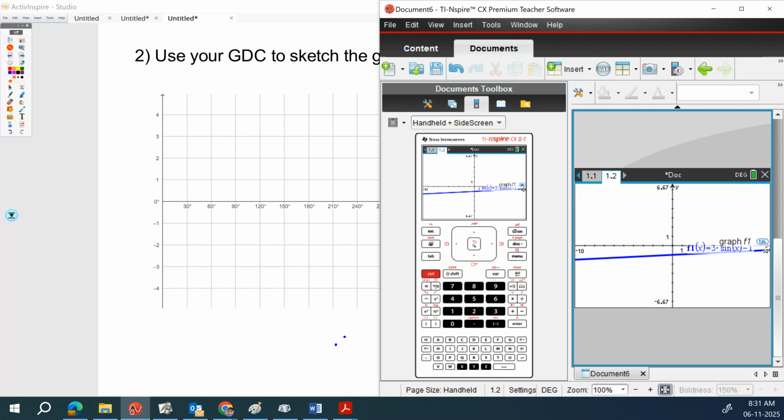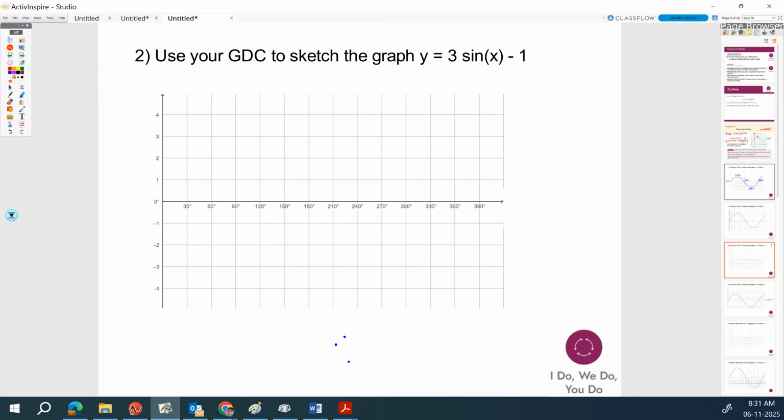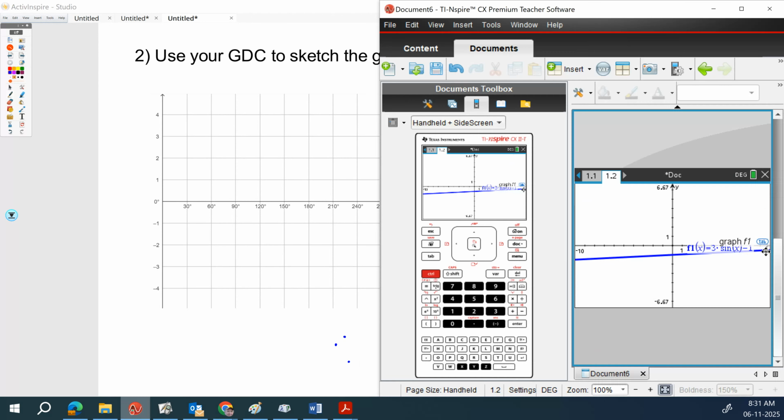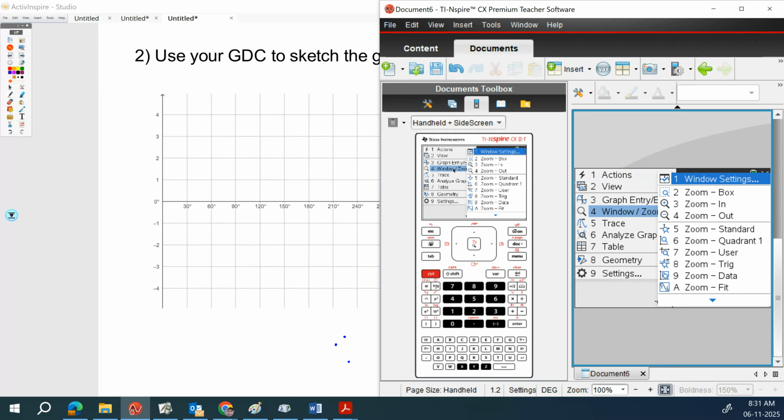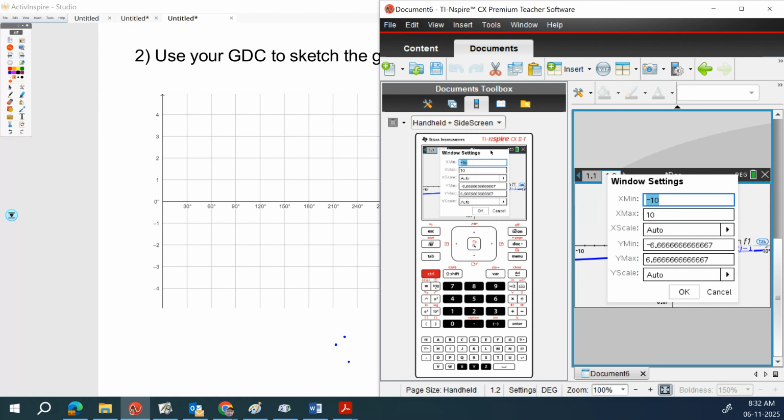So when you're drawing a graph on an exam, and they've given you graph paper, look at the scale that they've given. They've got -4 to 4, 0 to 390. So I'm going to enter those details directly on my calculator. I can press menu, window, and then window settings, number 1. So menu for 1 on this one. And then I can put in the exact values they've given me.